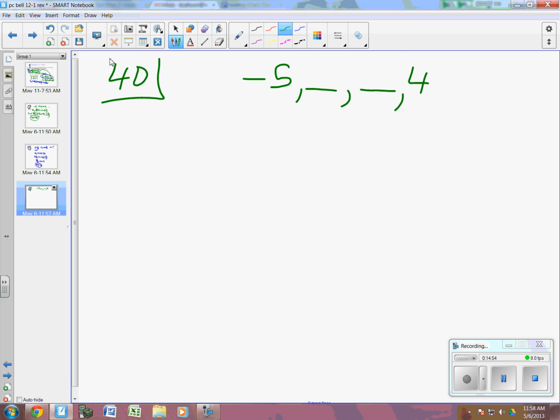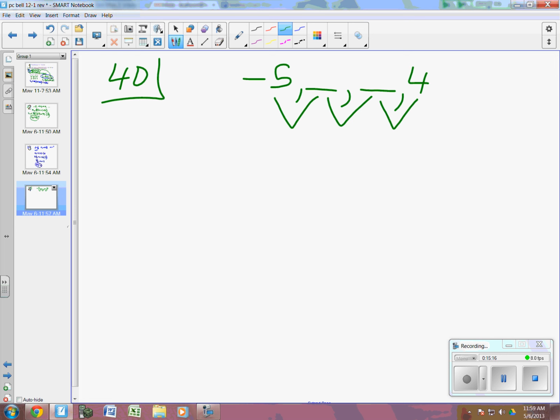I mean, to get from this one to this one, that's a space. From this one to that one, that's a space. From this one to that one, that's a space. So I took 9 and divided it by 3. What's 9 divided by 3? 3. So I just knew my common difference was 3. So negative 5 plus 3 is negative 2. Negative 2 plus 3 is 1. 1 plus 3 is 4. That's what I did, okay?